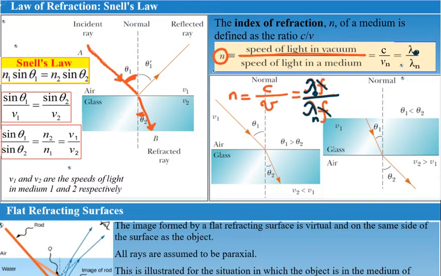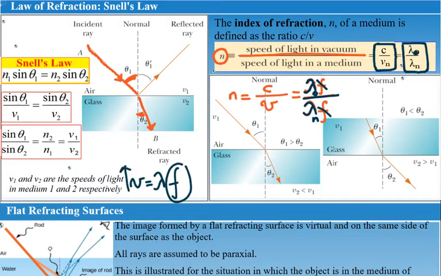So you could rewrite it as index of refraction equals the speed of the wave in vacuum over the speed in medium, or the wavelength in the vacuum over the wavelength in the medium. Because when the wave is going from one medium to another, frequency stays the same, speed changes, and the wavelength changes. The velocity of the wave is equal to lambda times the frequency. So if the frequency stays the same and the velocity increases, the wavelength is going to increase. And if the velocity decreases, the wavelength is going to decrease.